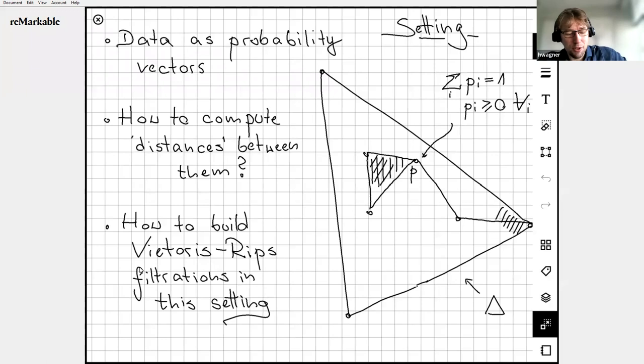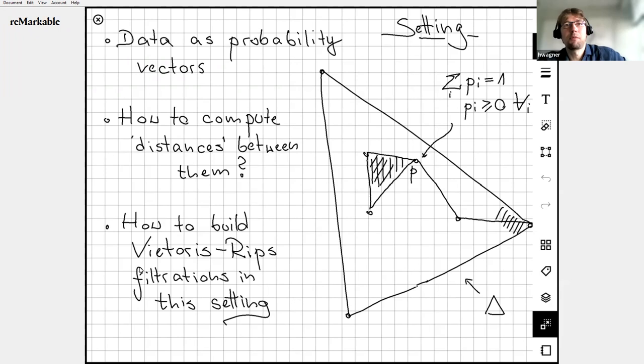And then one question, if we're in this setting, is how do we compute distances between our data points? One answer is that technically those are points in R^n. We can just use the usual Euclidean distance. And if we're interested in applying tools like the Vietoris-Rips filtration and playing with things like persistence, then we will get results from this.